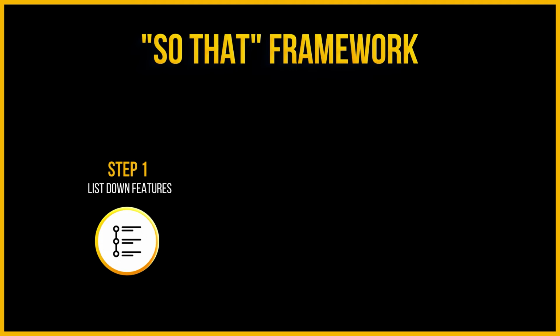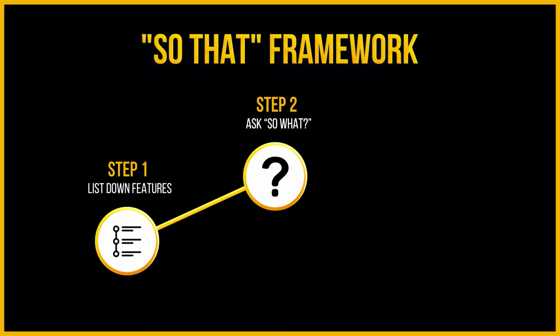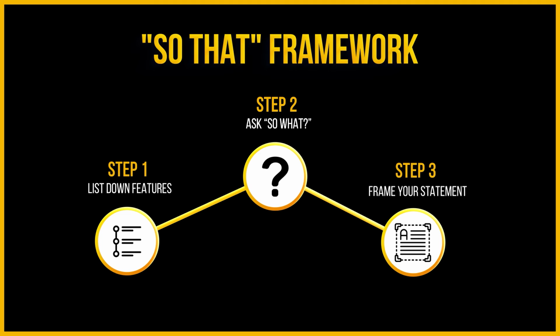Step 1, list down all the features of your product or service. Step 2, for each feature, ask the question, "So what?" This will help you dig deeper and identify the underlying benefit. Step 3, once you identify the benefit, frame your statement in the format: feature, so that, benefit. Examples using the So That framework.